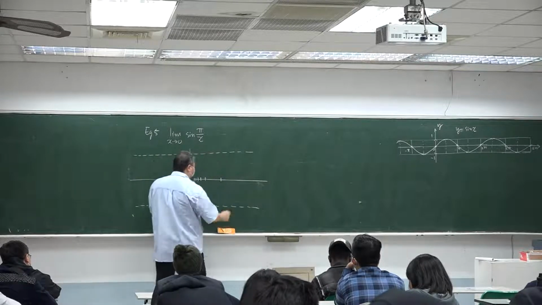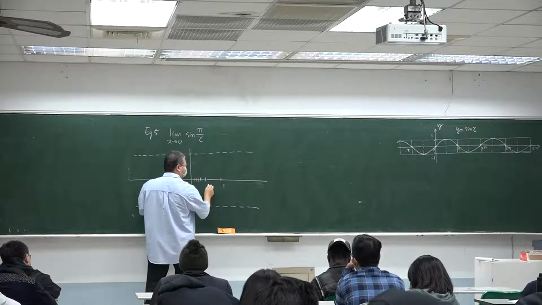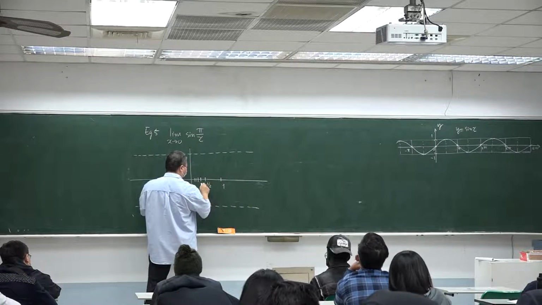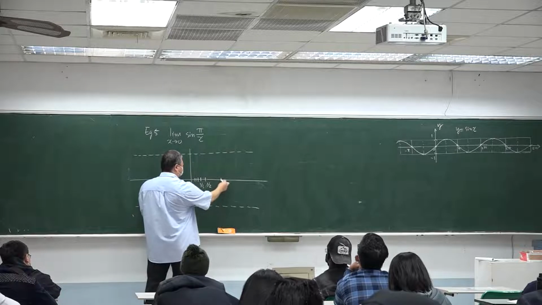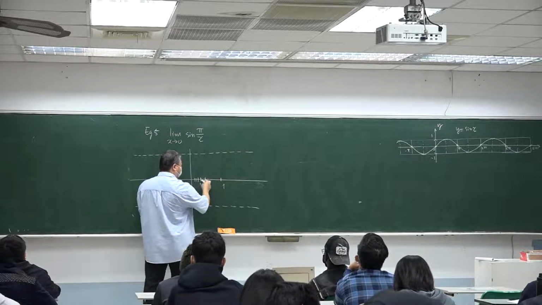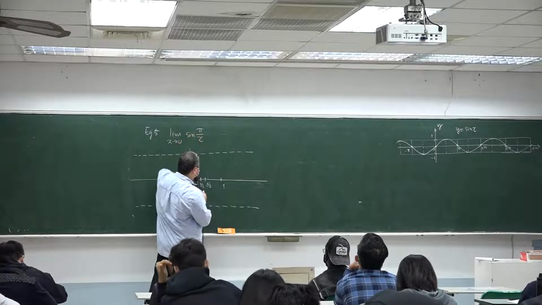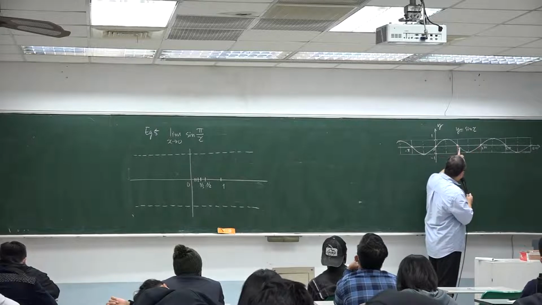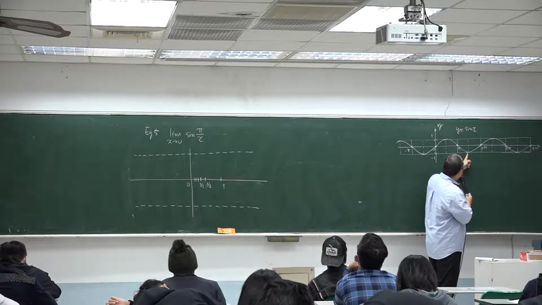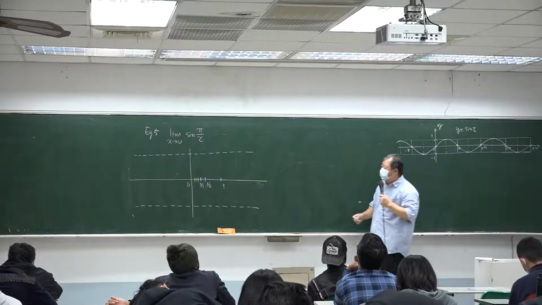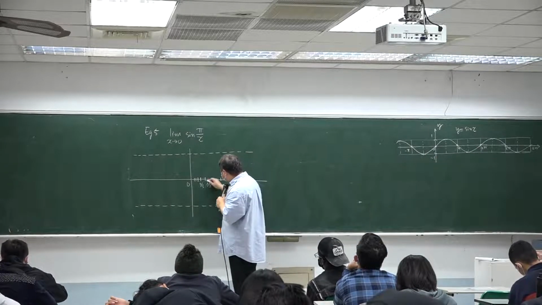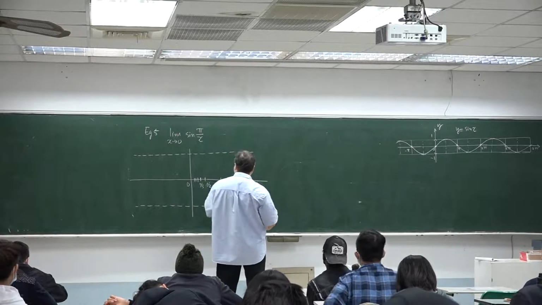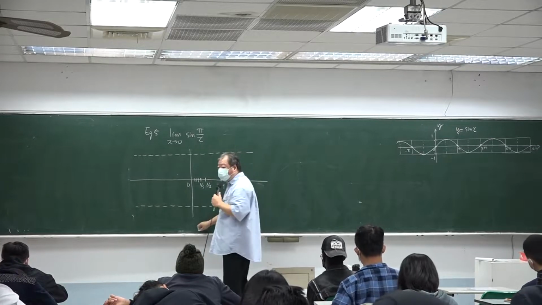Next, if x decreases from 1 to 1/2, then pi over x will go from pi to 2 pi. So the value will go from 0 to minus 1, then back to 0. So maybe it looks like this. Okay, take a break. I will finish this.